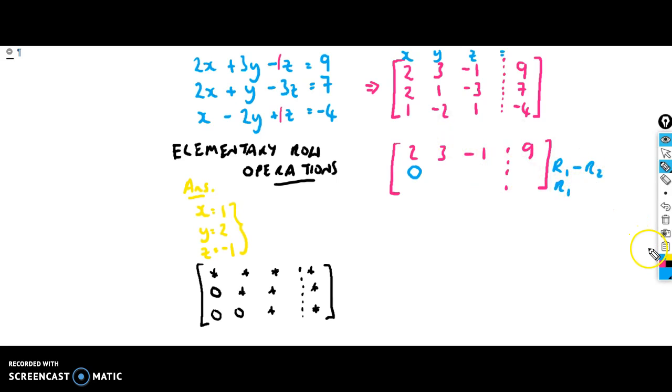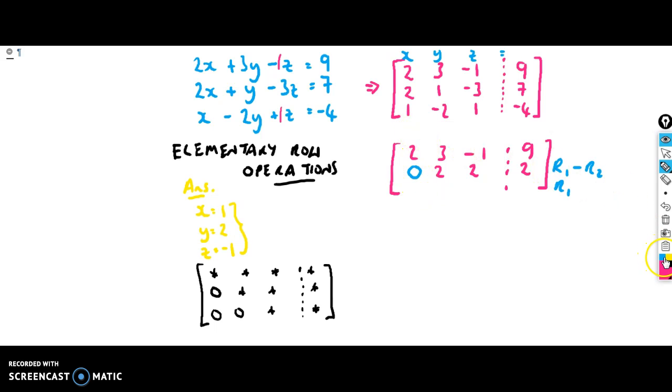And I say it as I do it in my head. We've got 2 take 2 is 0. 3 take 1 is 2. Minus 1 take minus 3 is 2. 9 take 7 is 2. That's looking okay.